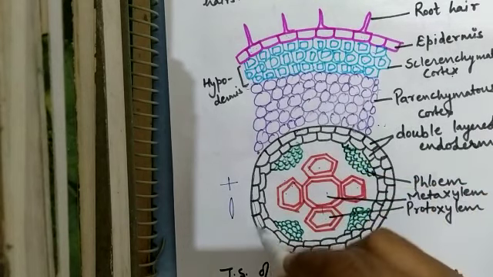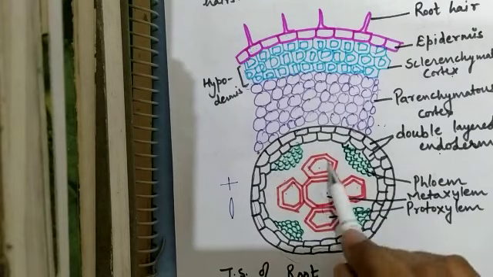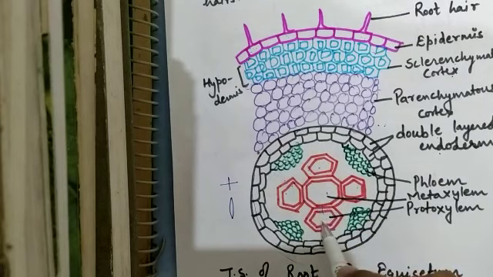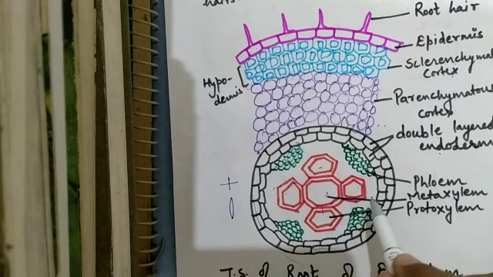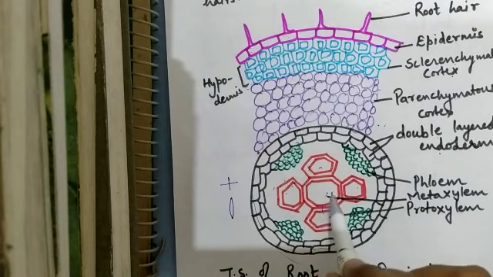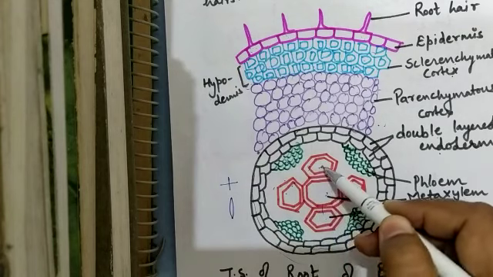After that, in the stelar region, there is a double layered endodermis. Pericycle is absent. In the stele region, the xylem is in diarch to tetrarch condition, usually tetrarch, and it is exarch, that is metaxylem in the center and protoxylem outside, and the phloem is alternating with the protoxylem elements. In the xylem, tracheids are present, and the tracheids in the metaxylem have scleriform and pitted thickenings, while in protoxylem the thickenings are annular.